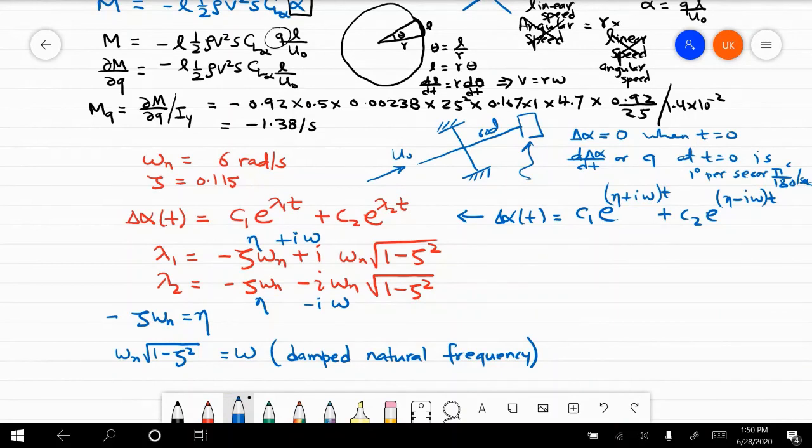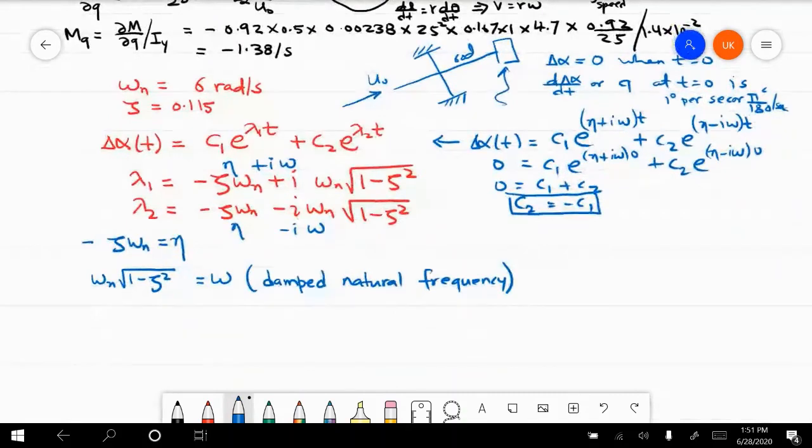Let's do that. So let's apply the first condition, which is at t equals to 0, angle of attack is equal to 0. So we have 0 equals to C1 e^((eta plus i omega)·0) plus C2 e^((eta minus i omega)·0). So we have 0 equals to C1 plus C2, or C2 equals to minus C1. So this is the first equation we get. Now let's apply the second condition, which applies to the first derivative.